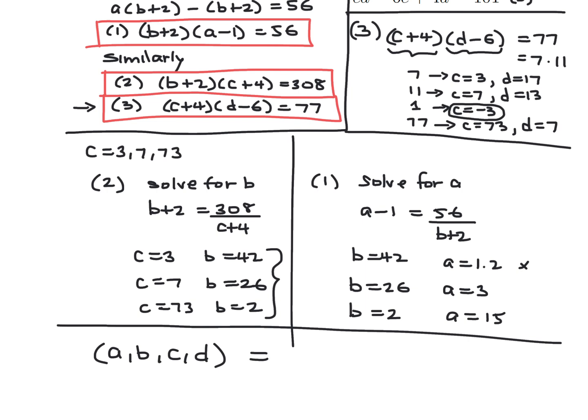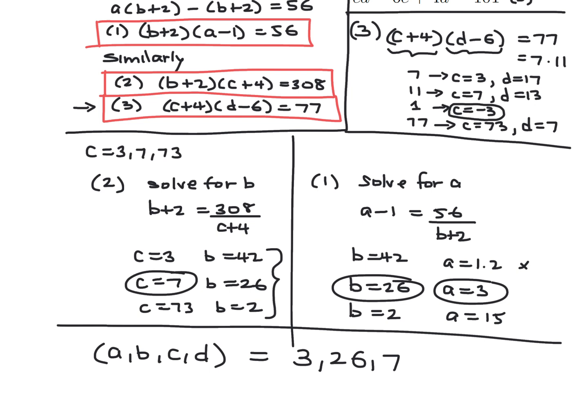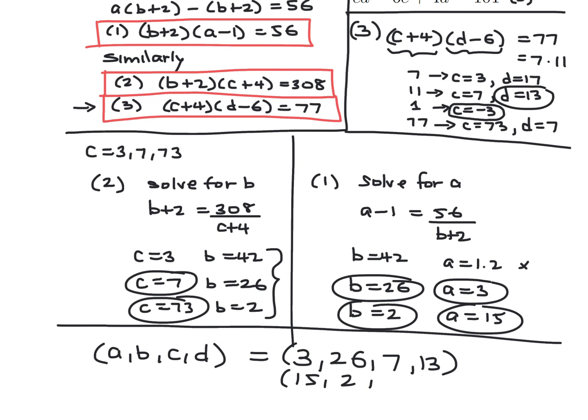When a is 3, b is 26. When b was 26, c was 7. And when c was 7, d was 13. So that is one possibility. Another possibility: when a was 15, that made b 2. When b was 2, c is 73. And when c was 73, d was 7. So these are the two quadruples that satisfy the original system of equations.